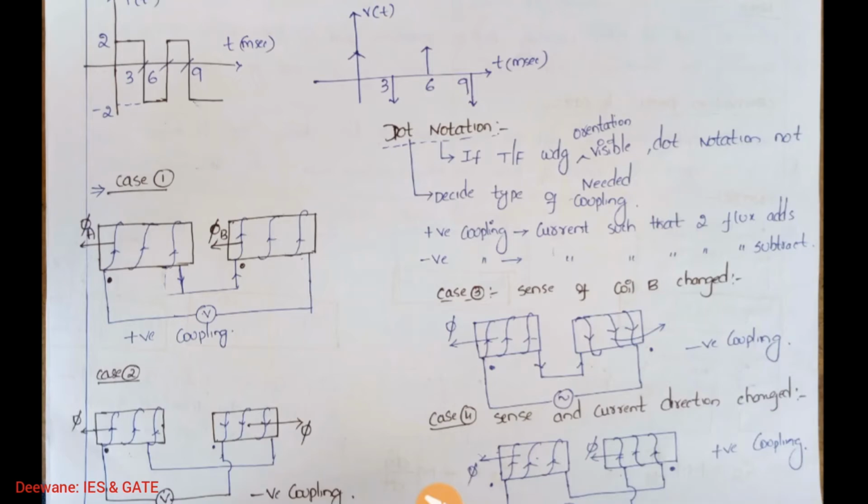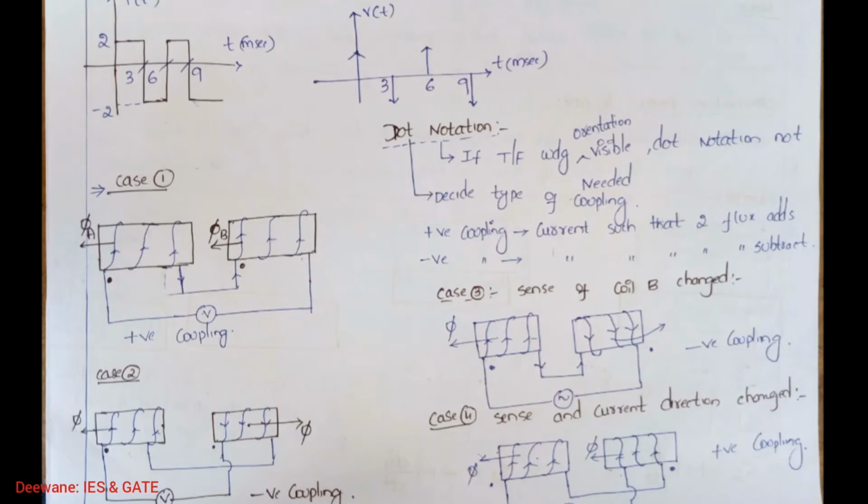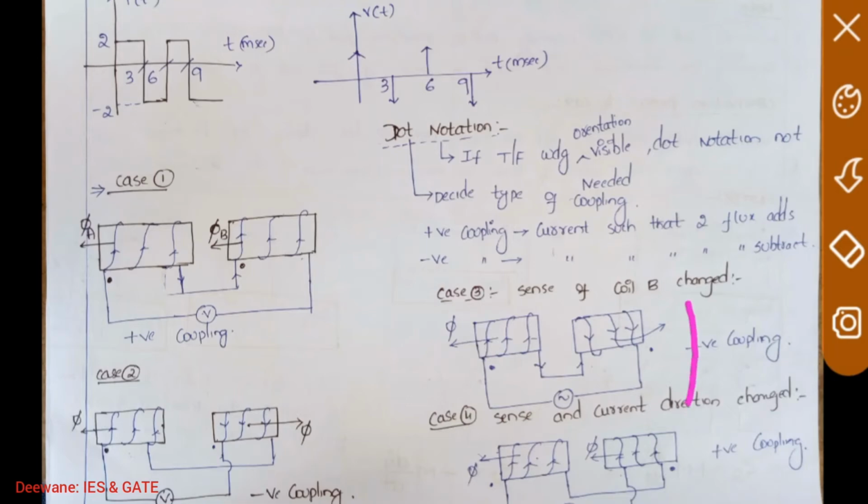Now again, see how they are added. Now they are added like this. So here current is entering the dot, and in the secondary current is leaving the dot. So it is again a negative coupling device. You apply four fingers, the flux direction is the same as in the first and second case. Now you apply the fingers in the current direction, you will get flux in the opposite direction. So this is also a negative coupling device.